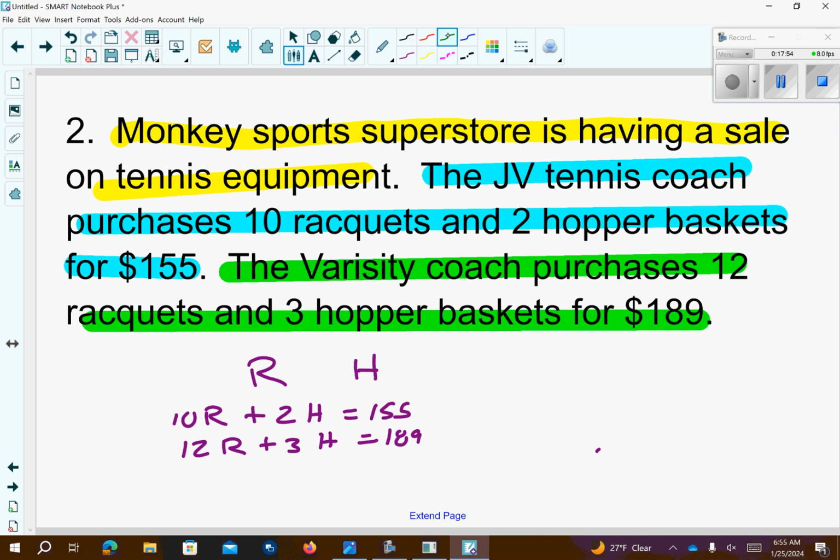Now we want to solve this. We don't have X and Y. It's okay. We have R and H, R being rackets and H being the hopper baskets. So we have to think about how we want to solve this. So let's get rid of H. So I'm going to multiply the whole top equation by 3 and then a whole bottom equation by 2, but I have to make one of them negative. So I'll make the bottom one negative. I'm going to distribute over here. So I have 30R plus 6H equals 3 times 155, which is 465.